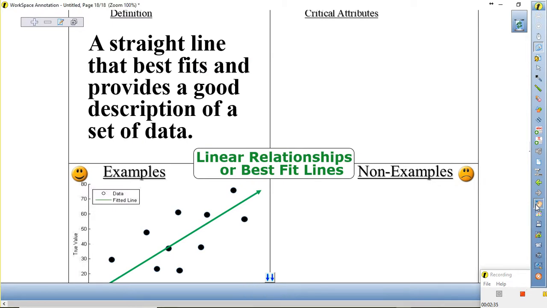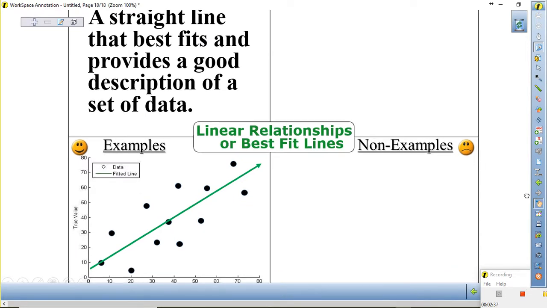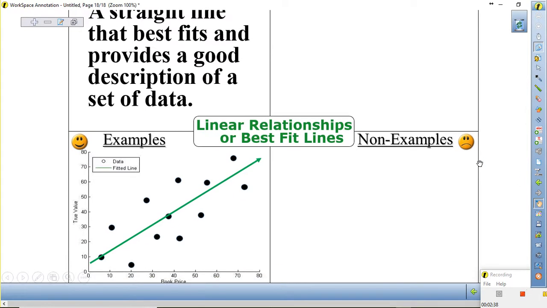And let me go over this using the definition. It says, linear relationships or best fit lines, a straight line. Do we have a straight line? Yes. That best fits and provides a good description of a set of data. The set of data are all the points. That's a set of data. And this line is following the pattern of these points.